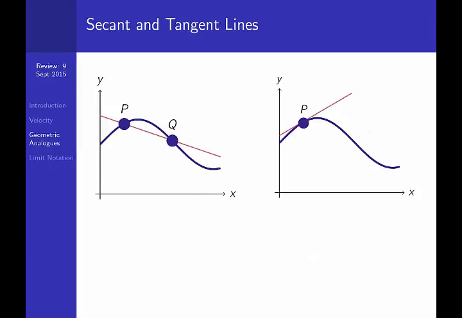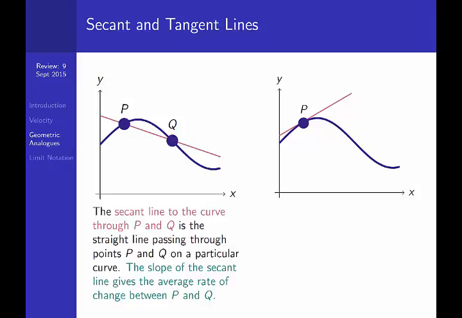Average and instantaneous velocity have some geometric analogs. On the left, we have the secant line to a curve through points P and Q, and it's just a straight line through points P and Q. And the reason we care about it is because the slope of the secant line gives the average rate of change between P and Q. Remember, to calculate slope, it's rise over run, or change in y over change in x. And that's exactly the same calculation we use to find average rate of change.